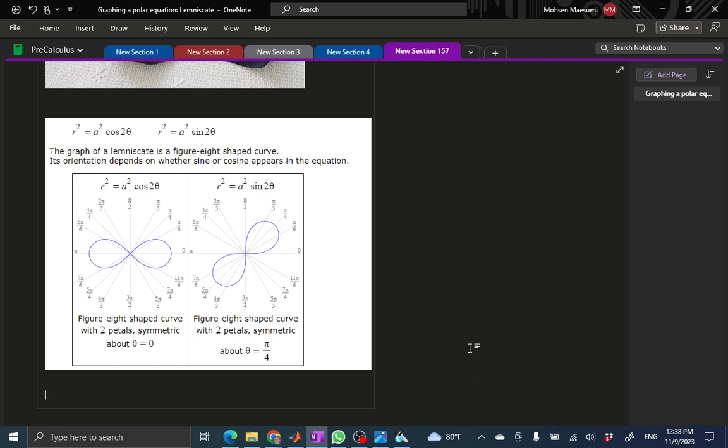We have two simple cases. With the cosine, it's horizontal, as we see here, and with sine, it is at a 45-degree angle, as you see here. Both of these have some resemblance to roses in the sense that we have a number of petals. Here the number of petals is 2. That's driven by the number that we have over there.